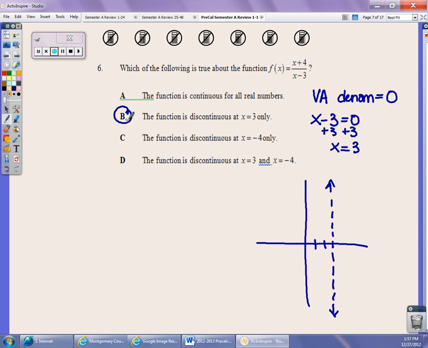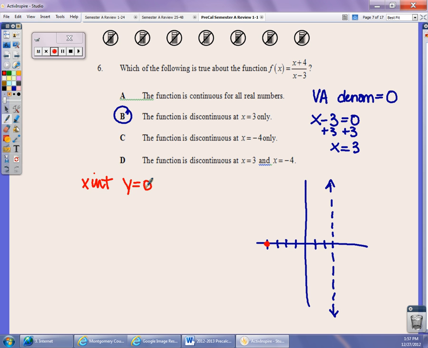Now, why isn't x equals negative 4 an answer? Because if you remember about rational functions, actually, when you set the numerator equal to 0, what's going on there is you're going to get your x-intercept. And so actually we have an x-intercept here at negative 4. Because remember, your x-intercept occurs where y equals 0.